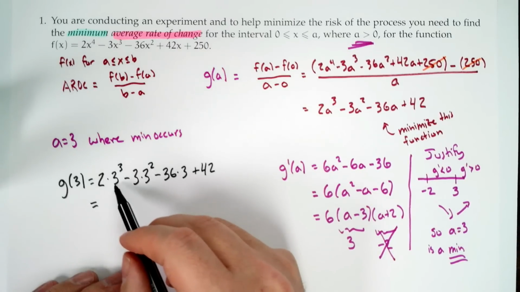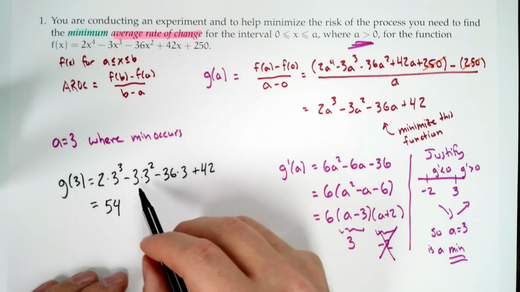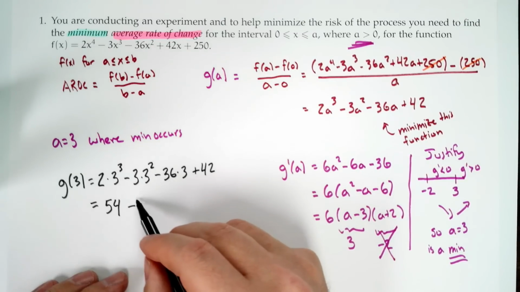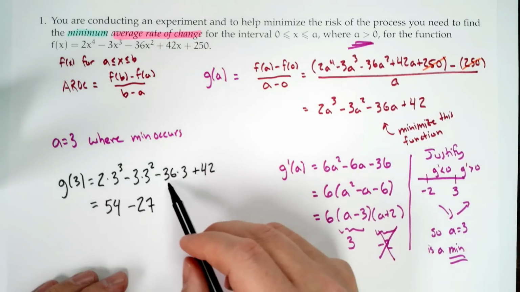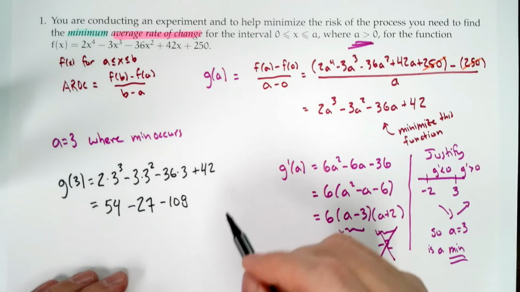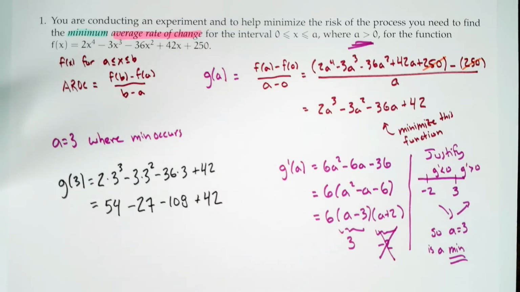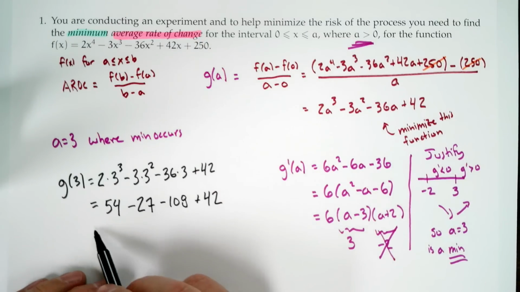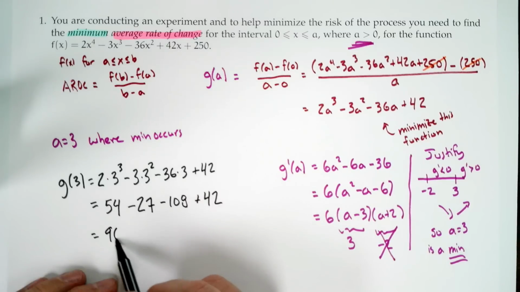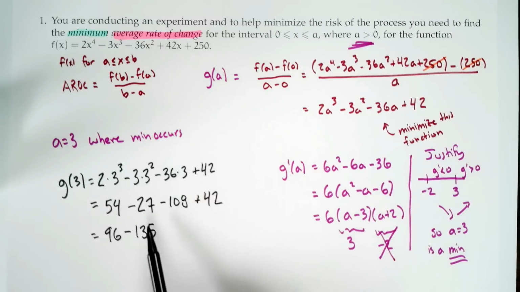3 cubed is 27, times 2 makes 54. 3 times 3 squared, well, that's 3 cubed, so that's 27. 36 times 3, well, that's 108. It's like 90 and 18. And then, of course, 42. It's the answer to life, the universe, and everything. Also the question of what is 42 worth? It's worth 42. So we get 96, 54 plus 42. And then we're going to subtract 135. Because if you take 27 and 108, that would be 135.